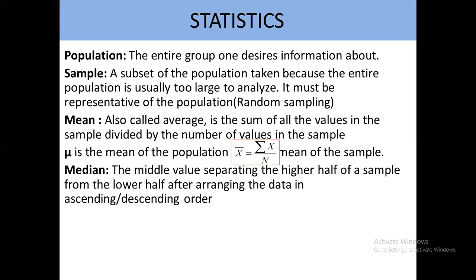But whatever mean you are getting in your analysis is for the sample. This is what we are going to use to estimate the mean for the population, which is the mu that we can see. That thing that looks like a U, that bold U, is the mean of the population.